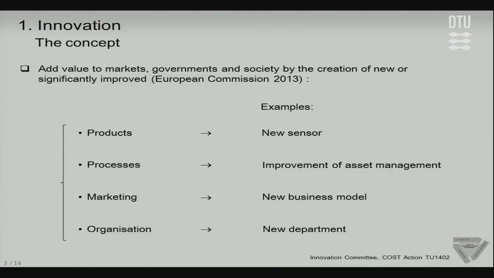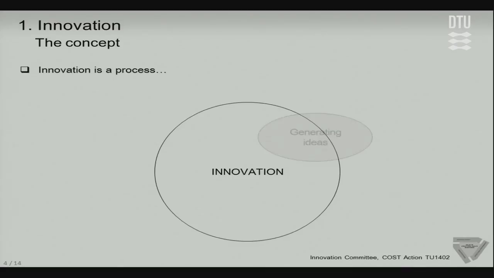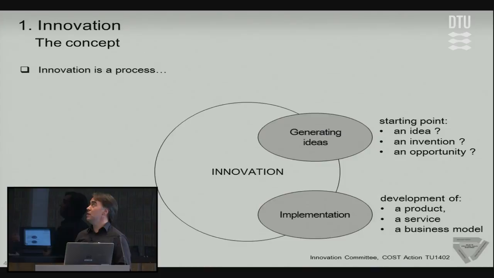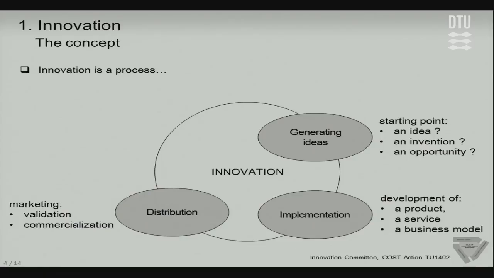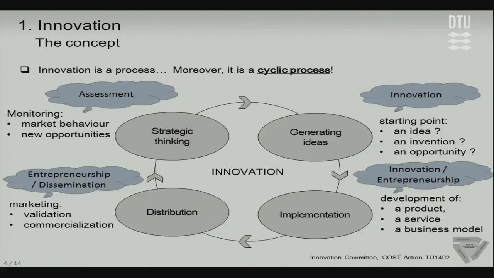So I think this is a process that is highly dynamic, that starts with ideas, okay? It can be an idea, an invention, an opportunity. If you have a good idea, you will definitely start seeking something related to a product, a service, or a business model. And if you get to that stage, perhaps you go to the market level. So perhaps you will start to commercialize your product. And if you are well succeeded, perhaps after a certain time, you will start to monitor the behavior of your new business model. And perhaps you have new opportunities, and perhaps you have a cycle formed here. So I will say that innovation is something that is endless and highly dynamic.